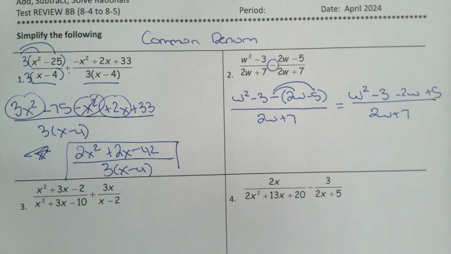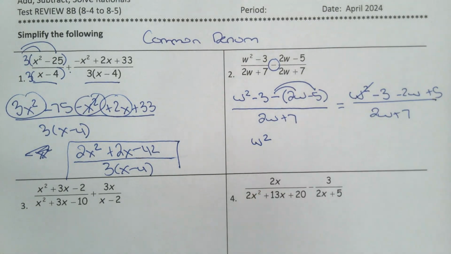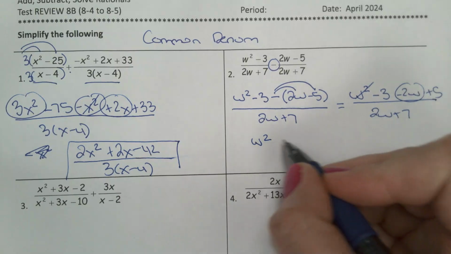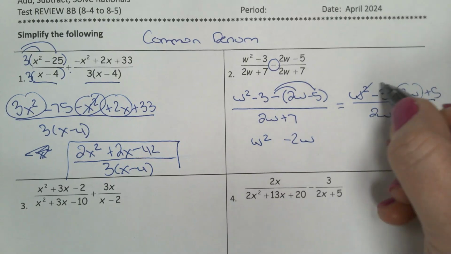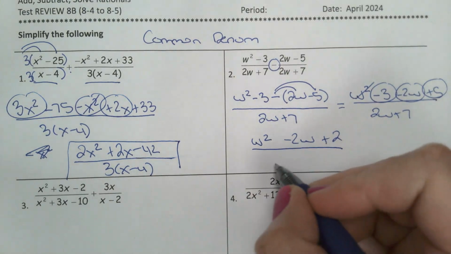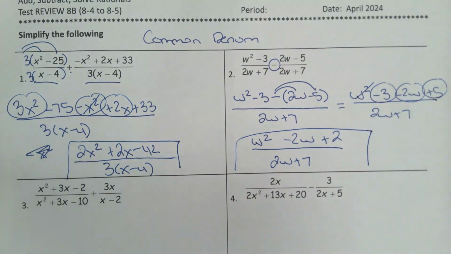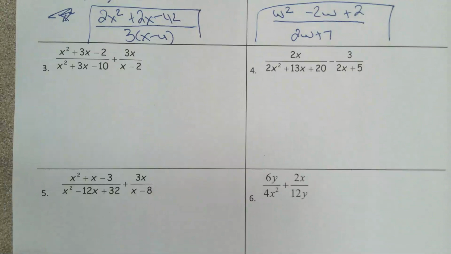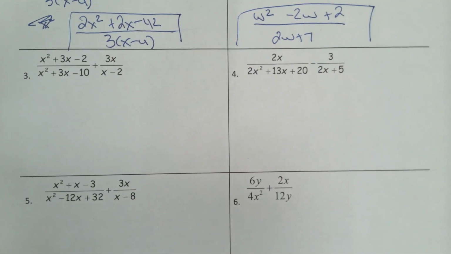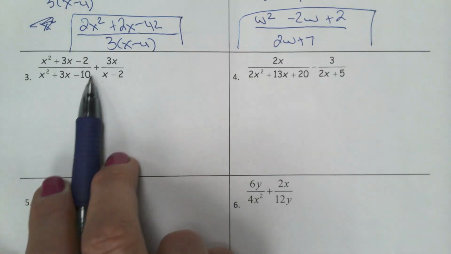I'm going to combine like terms and put it in standard form. So the w squared comes first. Negative 2w comes next. Negative 3 plus 5 adds up to 2. And that looks like a good final answer on that one. Three and 4, let's see.